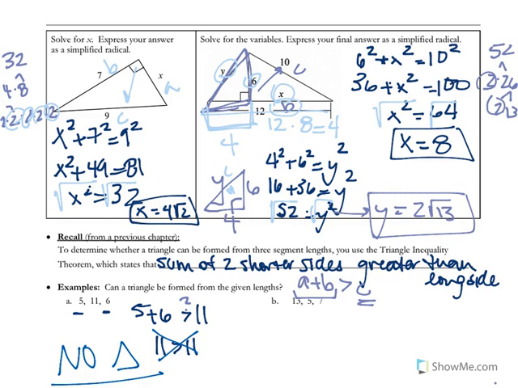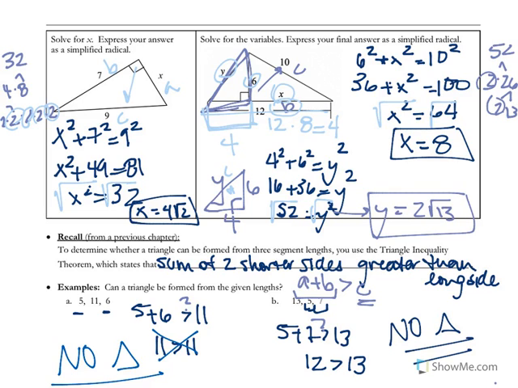The next one is 13, 5, and 7. So again, I have to pick the two smaller ones, 5 and 7. So 5 plus 7 is greater than 13. Again, we don't know that. Sorry, that's a really ugly 3. 12 is greater than 13. Is that true? No, that is not. Yep, that is not true, so that is not a triangle.